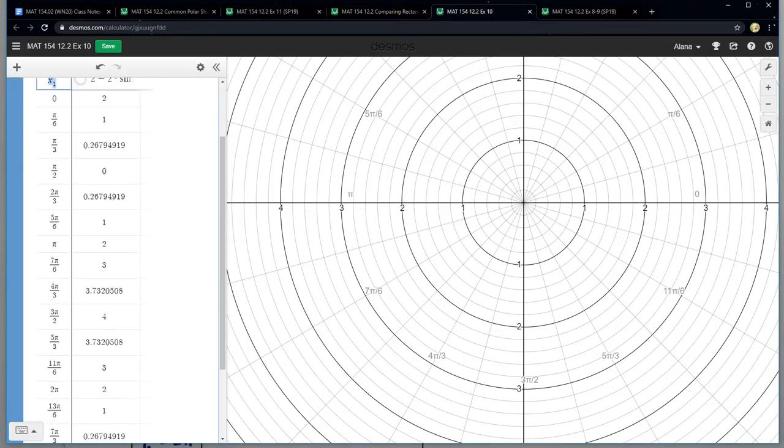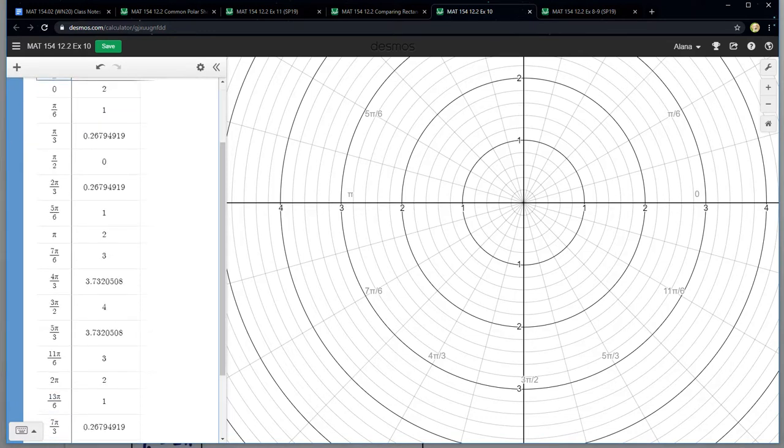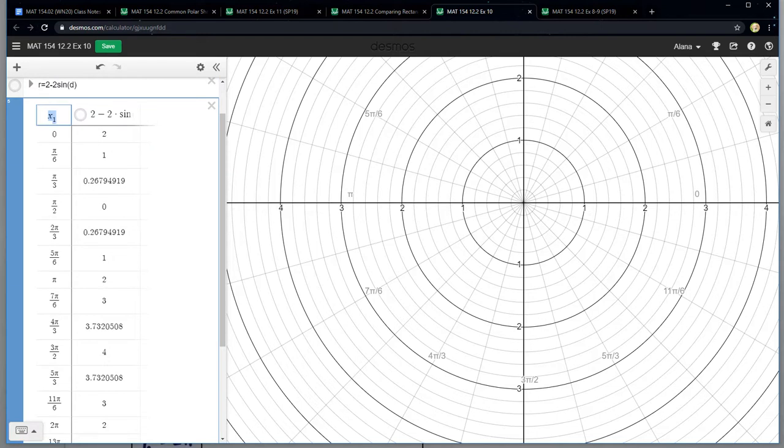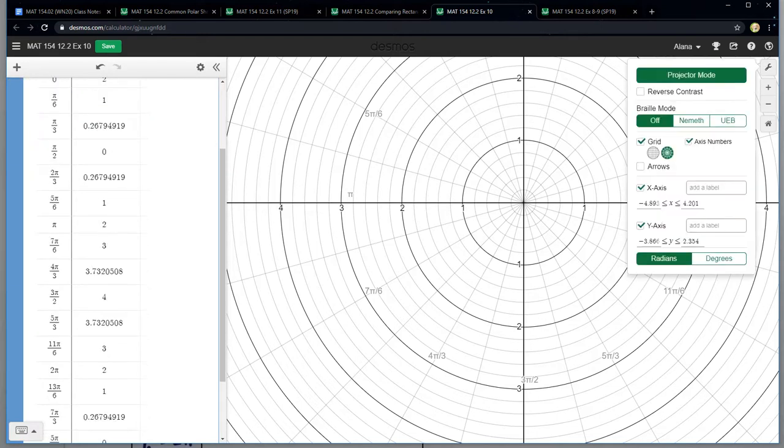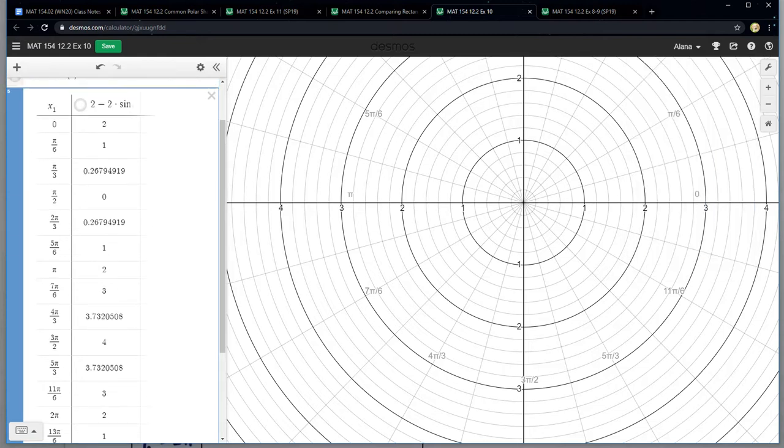And I can't put in theta and r. Desmos doesn't handle that well, so I still have to tell it x and y. I made sure that I'm in radian mode right here for the sake of the sine function. So I have to make sure I'm in radians. I'm sorry about that. So I typed in all my values: 0, pi over 6, pi over 3, pi over 2, and so on.